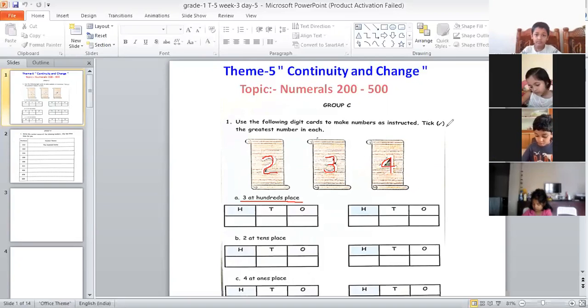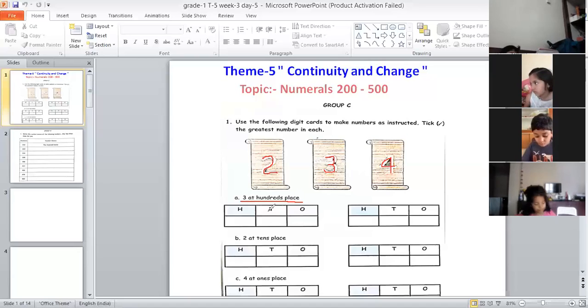Sai Ritvik, you tell me. O stands for? Ones. T stands for? Tens. H stands for? 100. Yes. O stands for ones, T stands for tens, and H stands for hundreds.